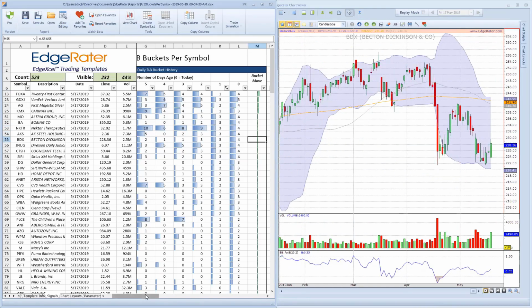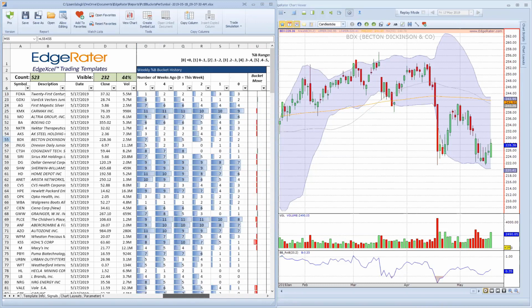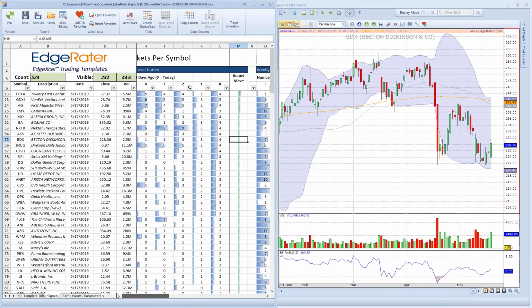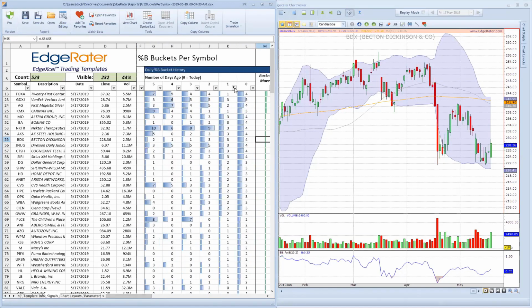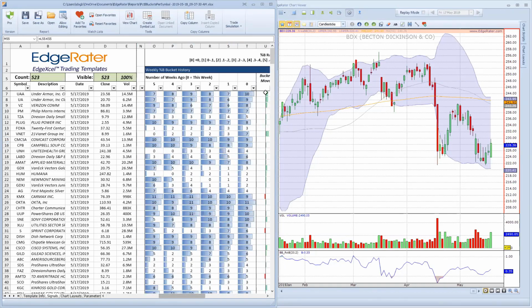That's the daily. Daily works very nicely, but if you're aiming for longer time frames, if you're doing positional trading, you might want to look at weekly or even monthly. Let's go to the weekly. And before you do anything else, once you've done a filter on a column, it's probably a good idea to clear that filter just so you see all the stocks again. And then we'll take a look at the same thing, but for the weekly bucket history.